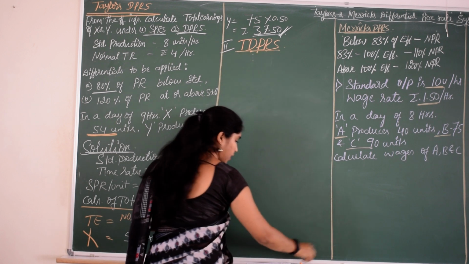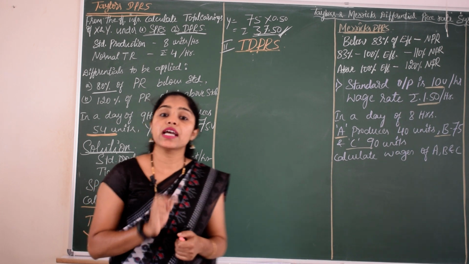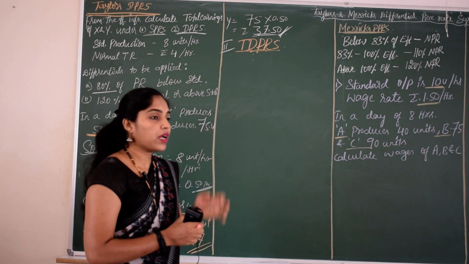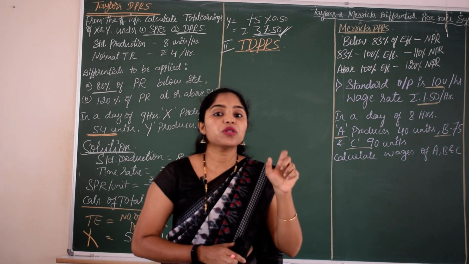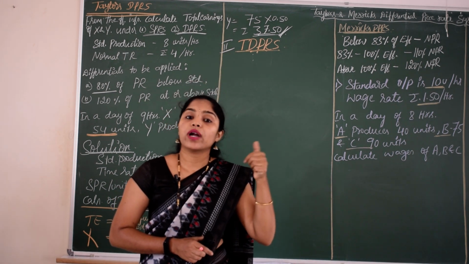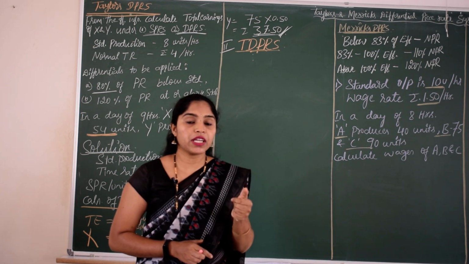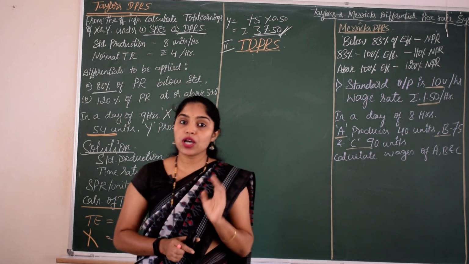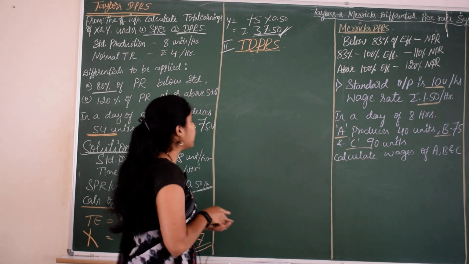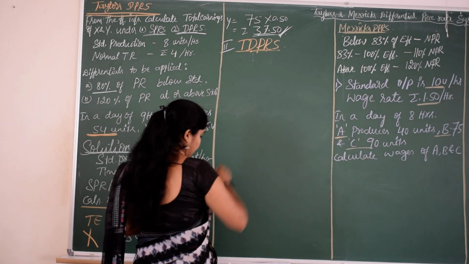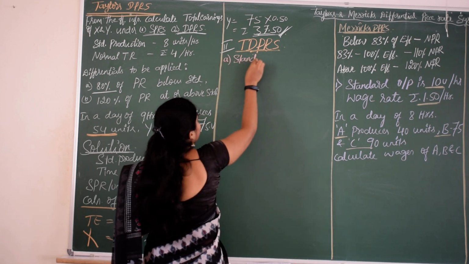So, under Taylor differential piece rate system, first we will have to calculate standard production, because according to Taylor there are two criteria. One is 80% of the piece rate for below standard and 120% of the piece rate for above standard. For that purpose, first we need to calculate the standard production, because it is not given in the problem. So, let us calculate the standard production.